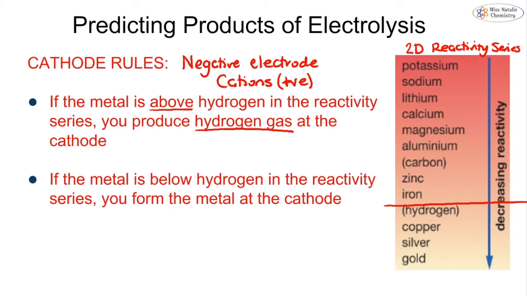So our example was sodium chloride. We can see sodium is very high on the reactivity series, much higher than hydrogen, so we are going to form hydrogen gas. If the metal is below hydrogen, you are going to form the metal at the cathode. So for example, if you're electrolyzing a copper, silver or gold compound, you are going to form copper, silver or gold at the cathode. So above hydrogen, you form the hydrogen gas. Below hydrogen, you form the metal.